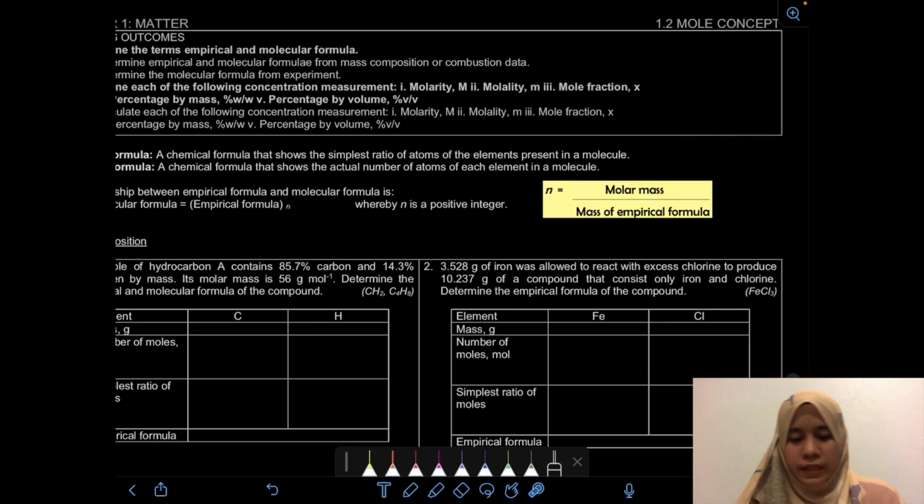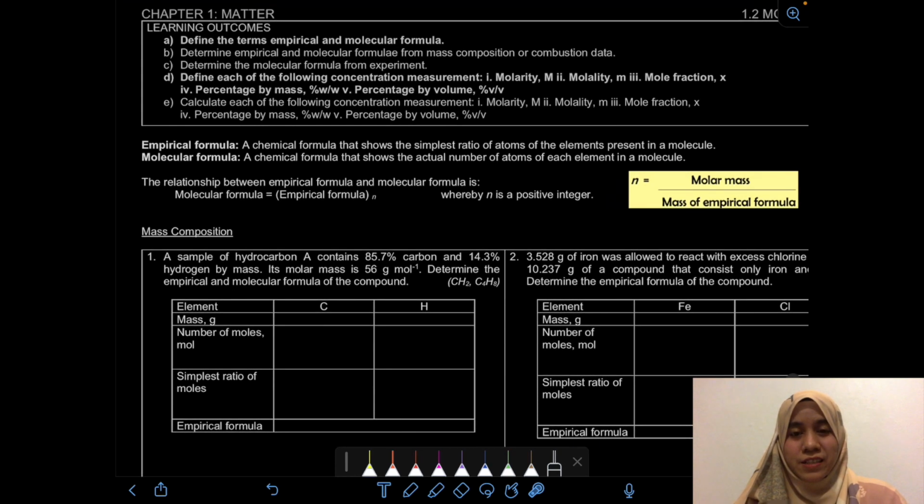Okay, so that's the relationship. The relationship between empirical and molecular formula is this one. Molecular formula is the empirical formula in brackets with a subscript n, whereby n is a positive integer. It looks strange. How to find n is molar mass divided by mass of the empirical formula. A bit of jargon here, but it's okay. We're going to do some calculation and then we'll see.